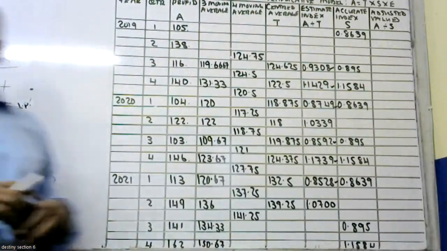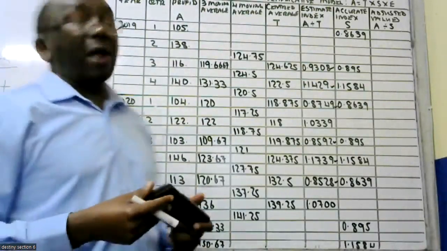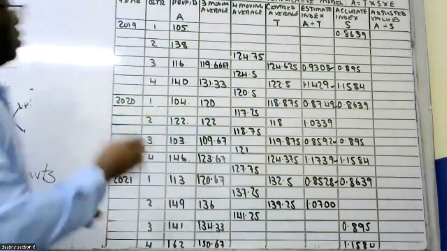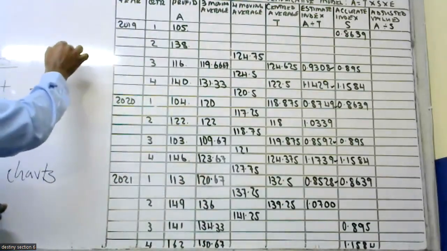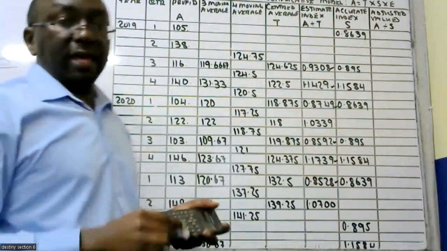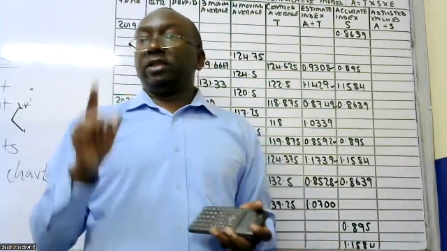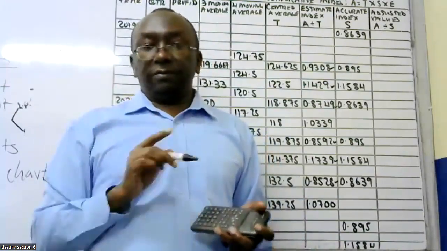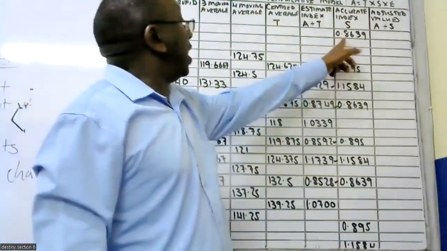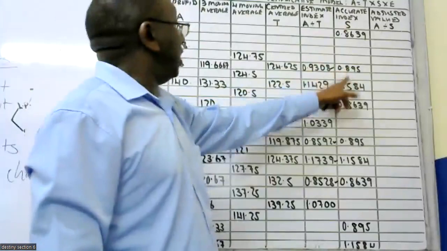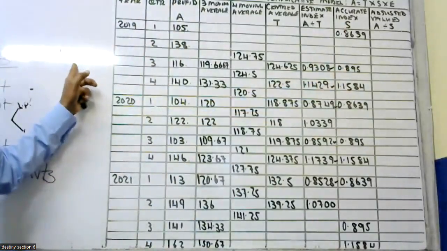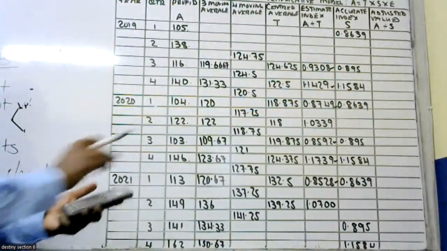Now the fourth one, the last one remaining, you don't work it that way. What you do, you take 4, you subtract the other 3. Because we said when you are in the multiplicative, the seasonals should add to 4. So you take this one of number 1, this of number 3, and this of number 4. You add them. Then you subtract the answer from 4.